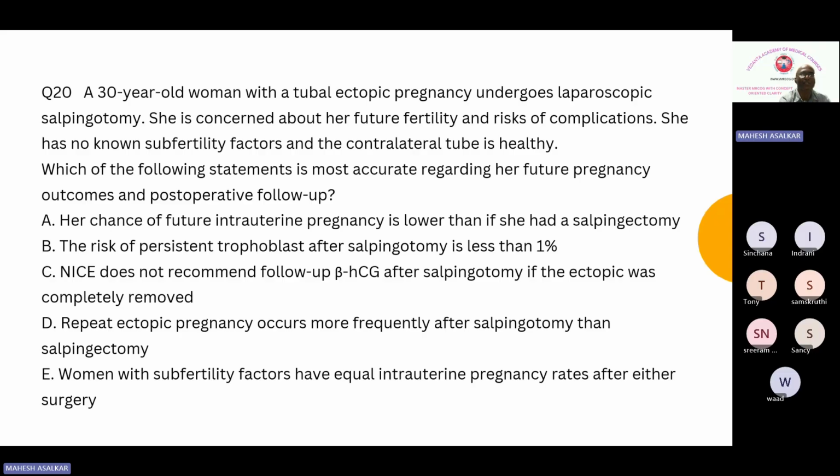And her chance of future intrauterine pregnancy is lower than if she had salpingectomy. Here, actually, she has a healthy contralateral tube. So D is the only correct option.